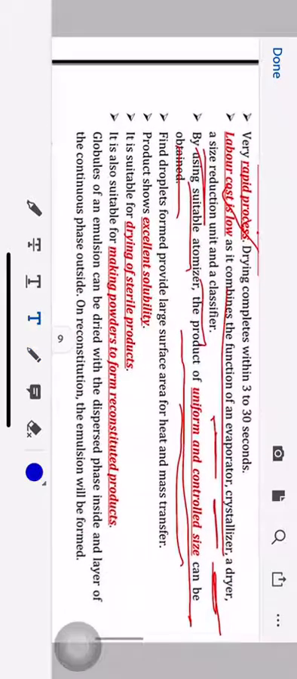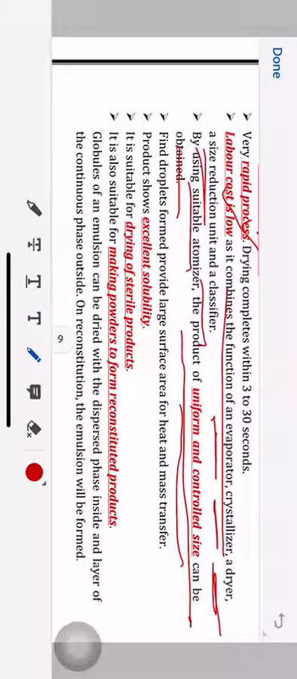Then, the products which are dried by this method show excellent solubility. Why excellent solubility? Because the product will be more porous. First it was in solution form, then it is converted into solid form. So what happens? Air particles get entrapped into the product. Your product will be porous. Okay, that's why the excellent solubility will be there.